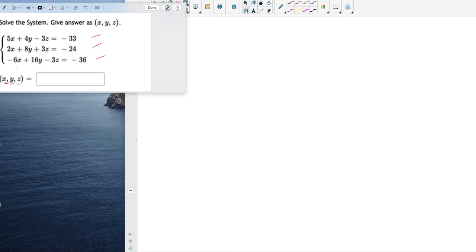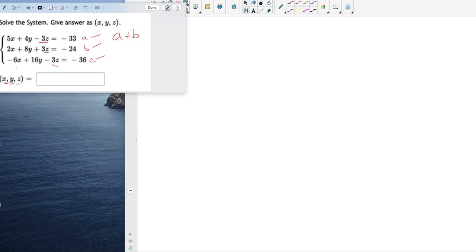This problem is easier than some because what I notice when I first look at it is I have a 3 here, a 3 here, and a 3 here. If I name these A, B, and C equations, A is the top, B is the second, C is the third. If I just add A plus B, the first 2 equations, can you see how I eliminate the z? Let's see how that looks.